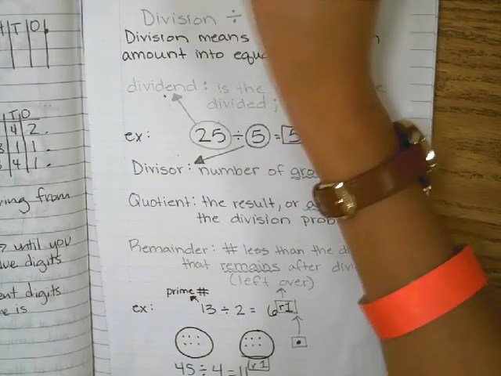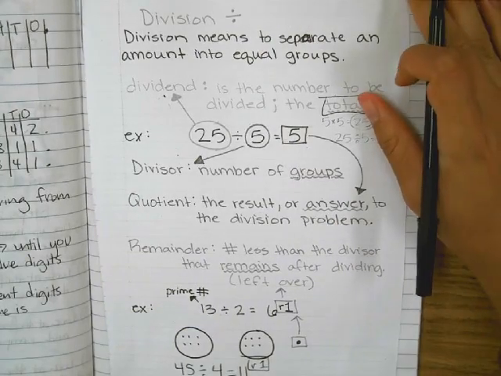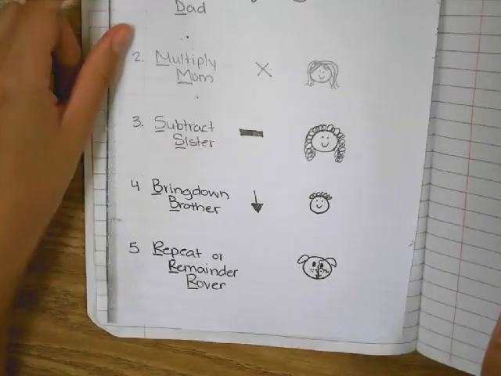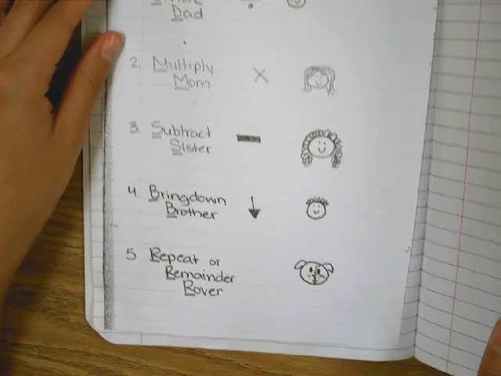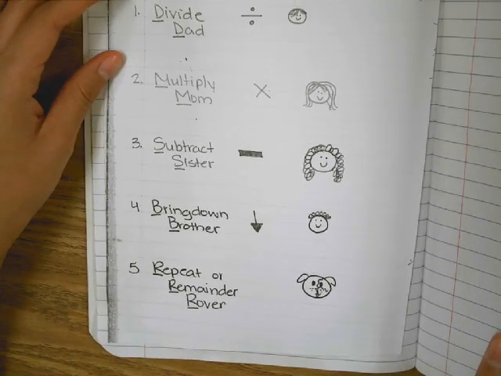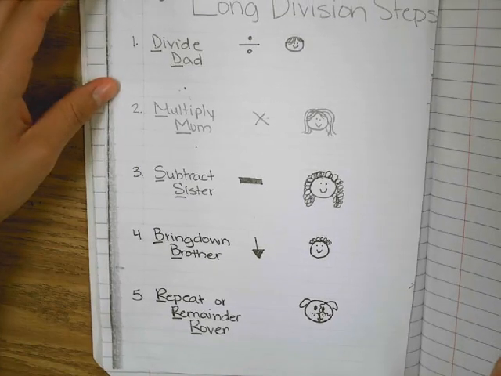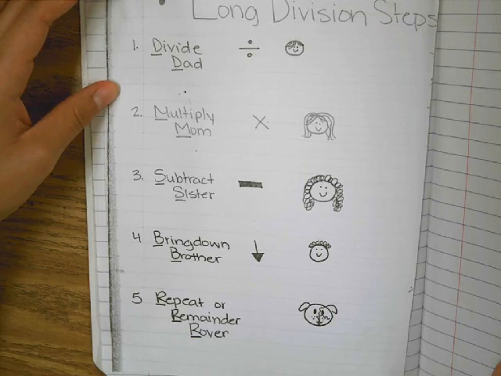Again, boys and girls, more than likely we're going to have the test together this Friday. And then here are some more notes on long division steps. So we divide, multiply, subtract, bring down, and repeat. And so we can learn that with Dad, Mom, Sister, Brother, Rover. That acronym. Okay? Dad, Mom, Sister, Brother, Rover.